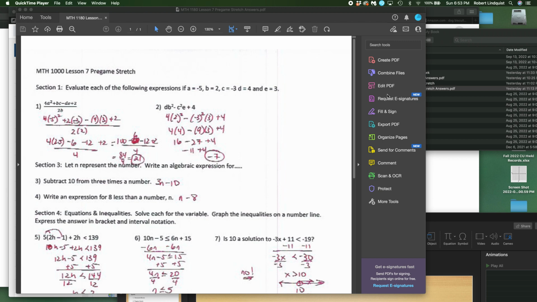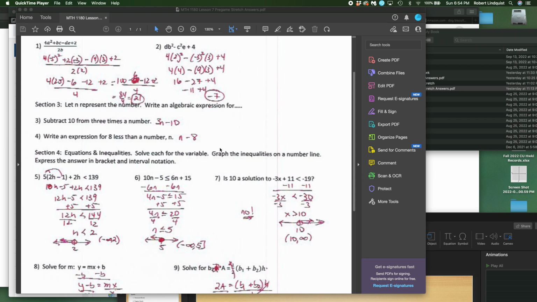And we will begin lesson 7 here with the pregame stretch, which we already did, which you can get off of Moodle. I say we already did because we as a class would have done it by now. You would have done it already. And then these are the answers to the pregame stretch. Here you go.